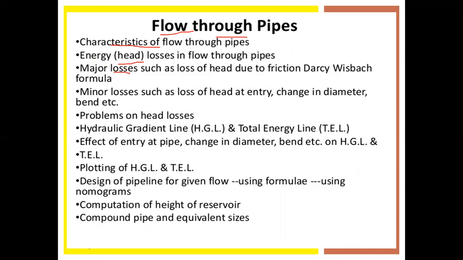Next, major losses, such as loss of head due to friction, can be calculated by the Darcy-Weisbach formula. So we will have this derivation in the coming classes. That is, the major loss of head due to friction is given by the Darcy-Weisbach formula. And the minor losses are such as loss of head at the entry level, the change in the diameter, bend of the pipe, etc. The problems on the head losses we will discuss.